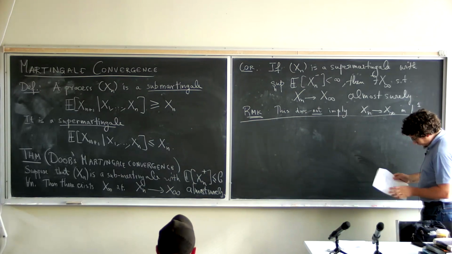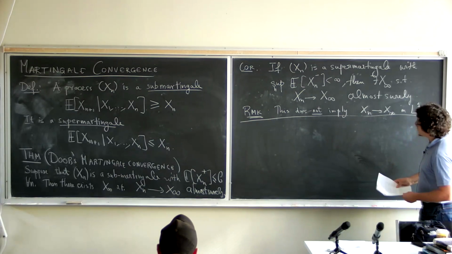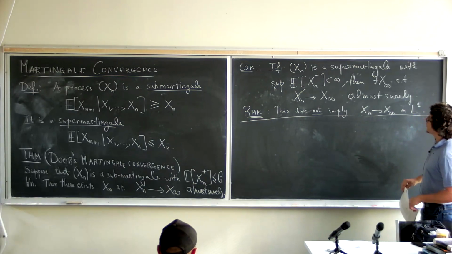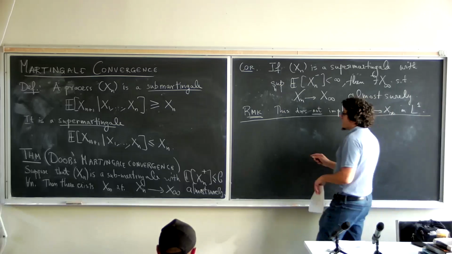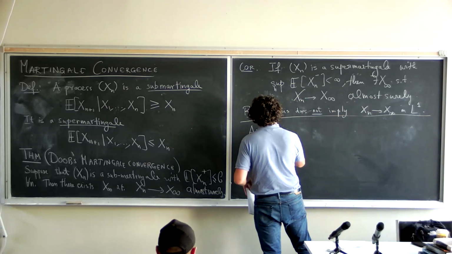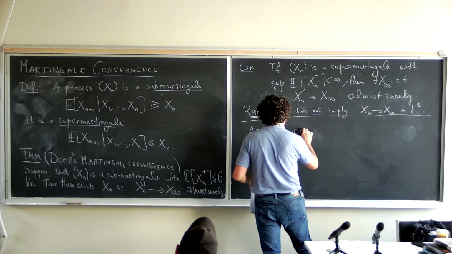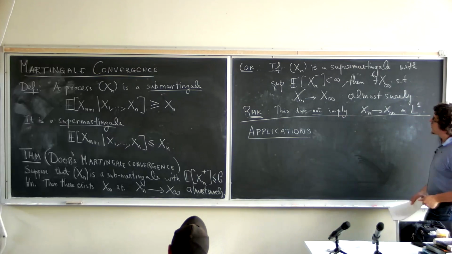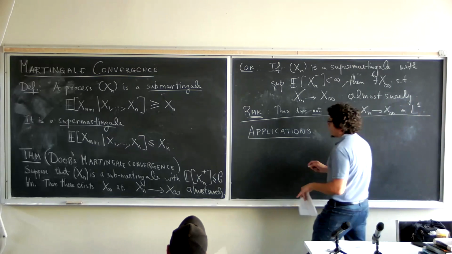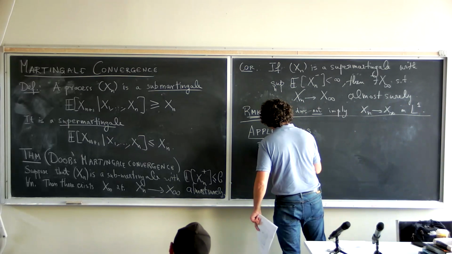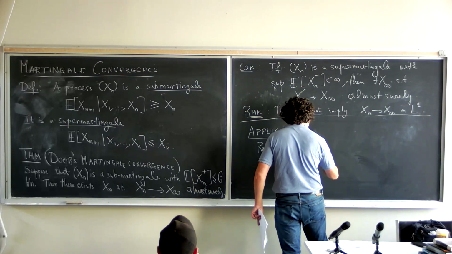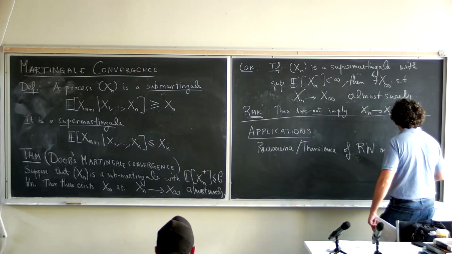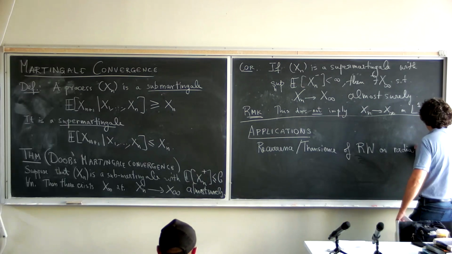Okay, so this is a theorem. I don't want to give a proof because we've already seen proofs of other similar theorems before. But it's nice to see some applications. The first application that we can see is about the recurrence or transience of random walks on trees, and in particular on radially symmetric trees.